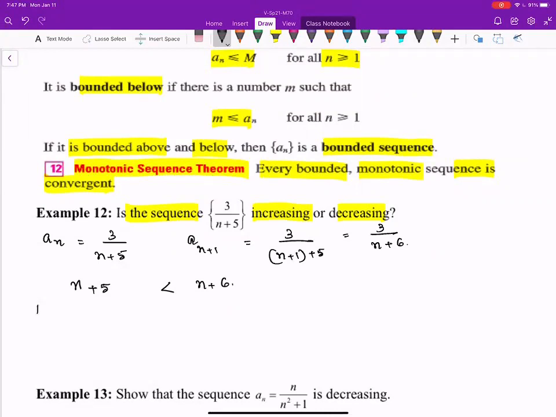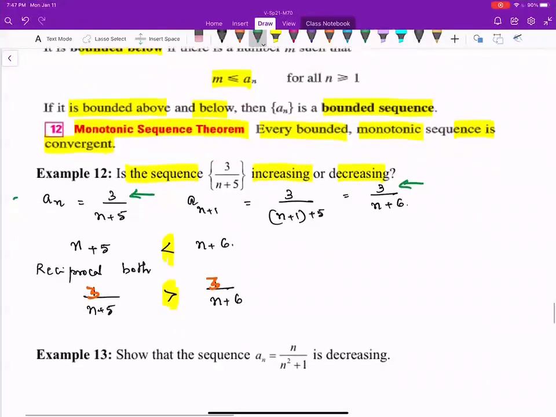So if I take the reciprocal of both sides, 1 over n plus 5 is more than 1 over n plus 6. If you take the reciprocal, the inequality will get reversed. Now we multiply both sides by 3, because in the nth term we have 3 on the numerator.